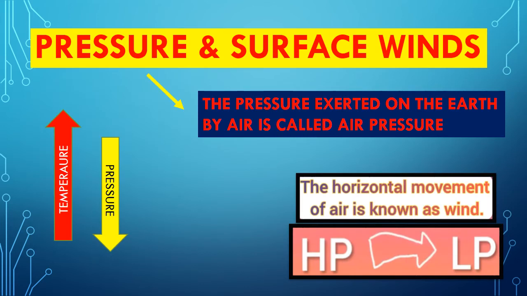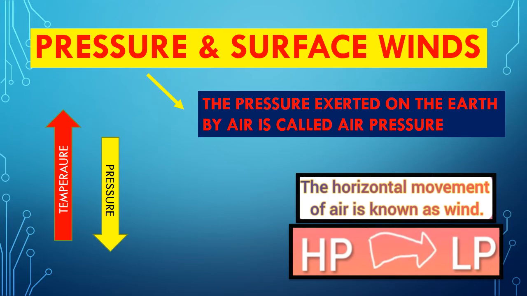Now let us quickly revise what is pressure and winds. Now pressure, as you know, the earth is surrounded by a blanket of air called atmosphere, and the pressure exerted on the earth by this air is called air pressure or pressure. Now the next thing you must know, what is low pressure.